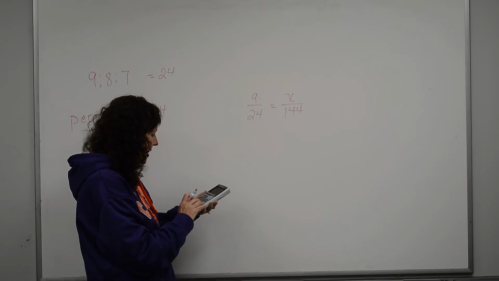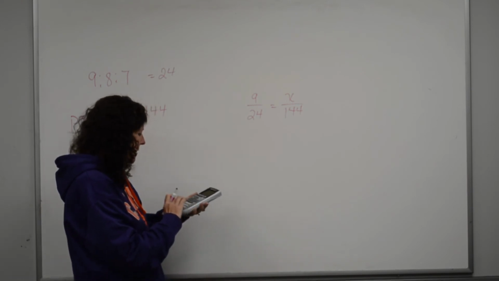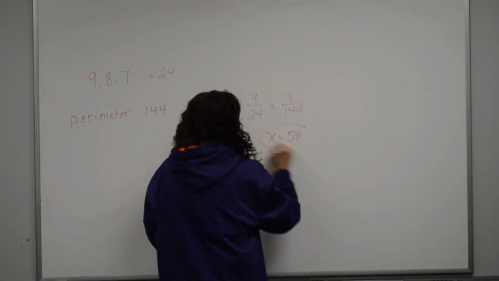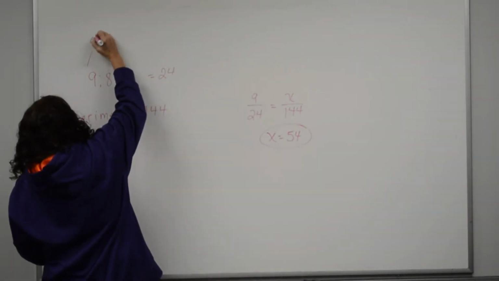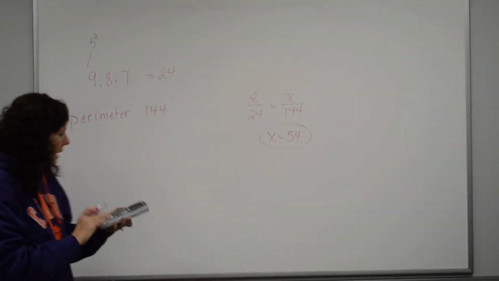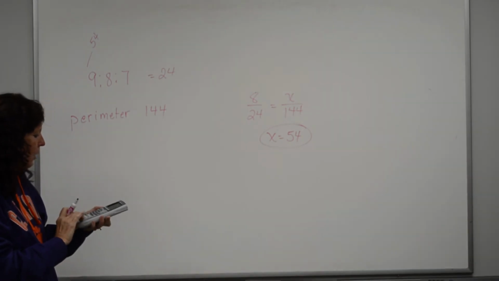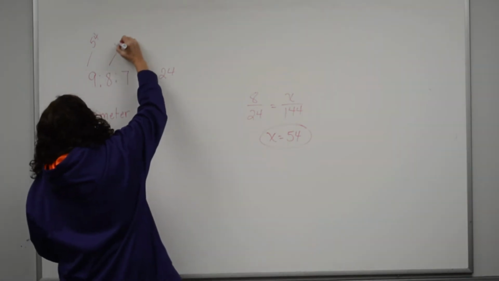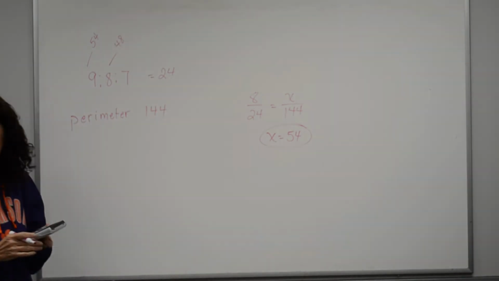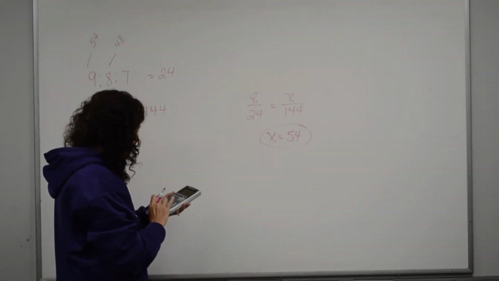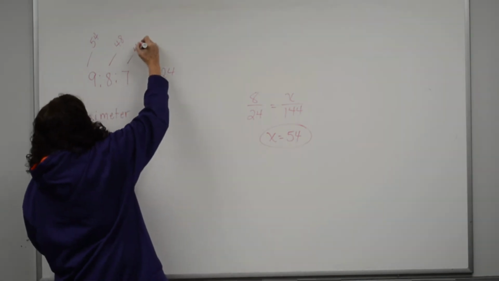So I'm going to take 9 times 144, and then divide that by 24, and I'm going to get X is equal to 54. So this one is 54. Then I would do the same thing with the 8: 8 times 144 divided by 24. That's going to give me 48. You agree? And then I could do the same thing, 7 times 144 divided by 24 is going to give me 42.